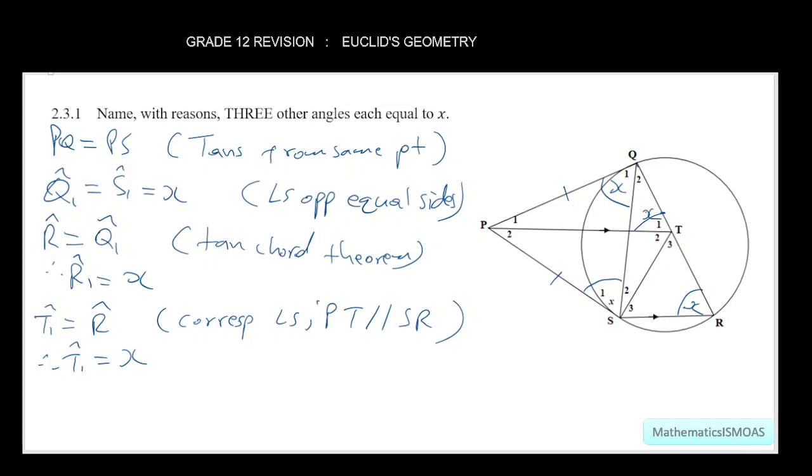So now we have named three angles which will also be equal to X, and that is angle Q1, angle R, not R1, angle R. We only have one angle R, and also angle T1. Those are the three angles that we have identified here that will be equal to X.